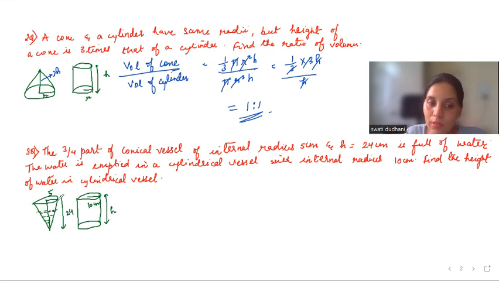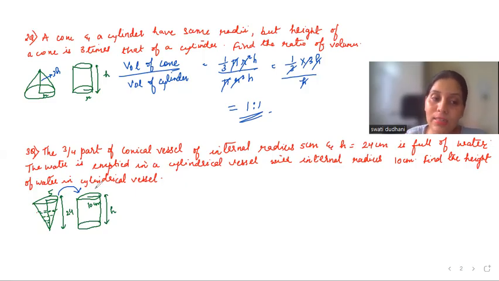So here we have a cone which is 3/4 filled with water. The radius of the cone is 5 in the figure and the height is 24. Now the water is emptied in a cylindrical vessel. This 3/4 water is emptied in the cylindrical vessel with the internal radius 10 and you need to find the height of the cylindrical vessel.